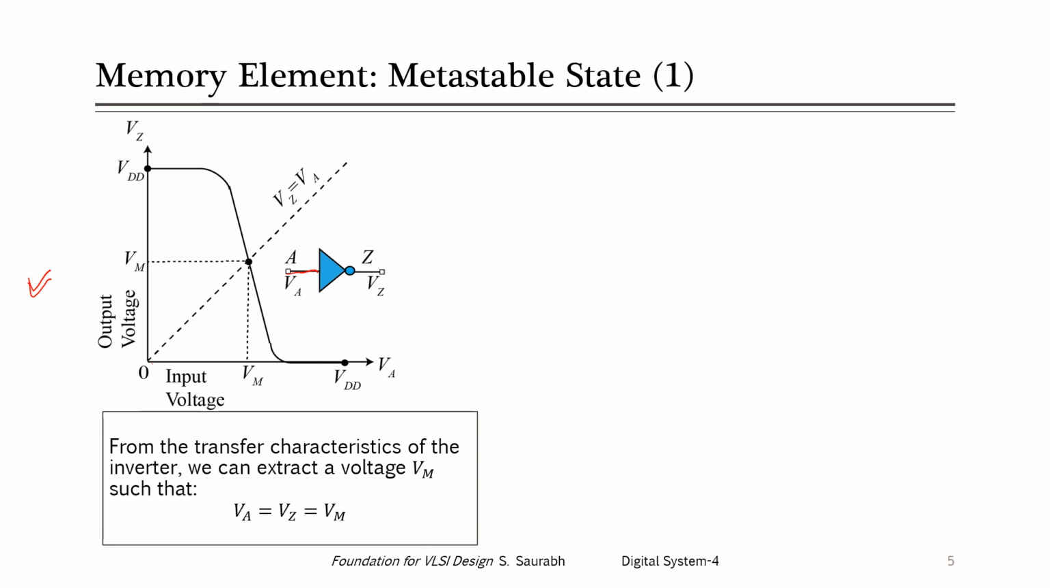Now in this transfer characteristic, if we draw a line Vz equal to Va, this is a straight line with a 45-degree slope. It will cut the transfer characteristic at this particular point. This is the point at which the voltage at the input and the output are the same, and this is known as Vm. From the transfer characteristic of the inverter, we can extract a voltage Vm such that Va is equal to Vz at this Vm.